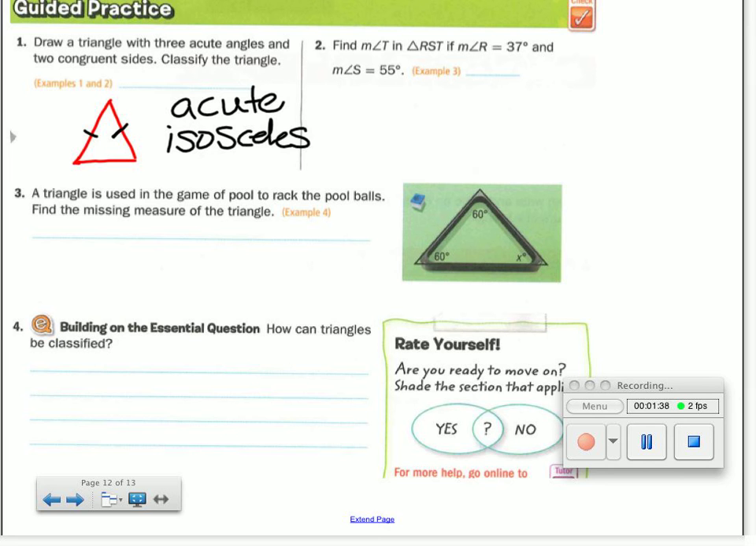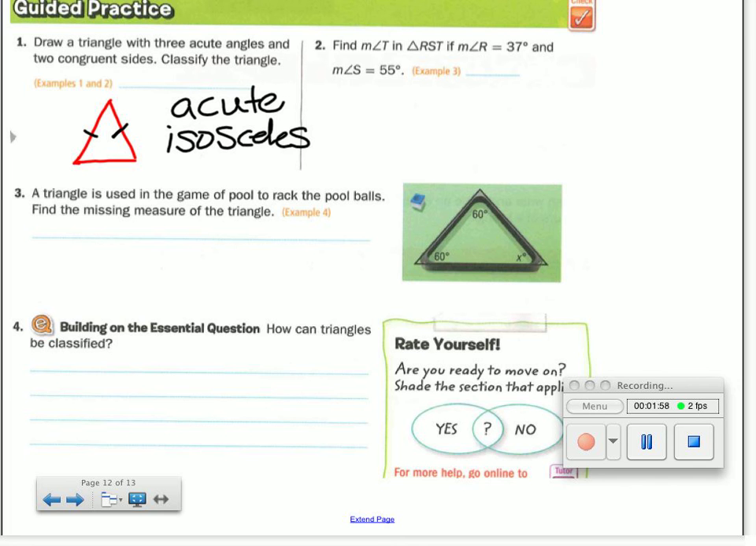All right, last one. Find the measure of angle T in triangle RST if the measure of angle R is 37 degrees and the measure of angle S is 55 degrees. What is one thing that we really want to know about measuring angles, or sorry, measuring triangles? Yep. They all equal 180 degrees.